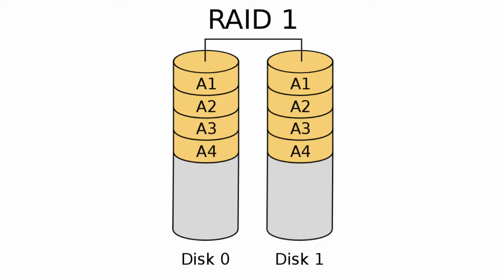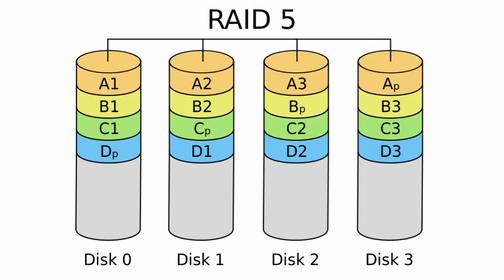RAID 1 provides data mirroring, but no striping, so the capacity is that of half of the disks. But if a disk fails, no data is lost, and the bad hard drive can be replaced and the data will be rebuilt. RAID 5 uses block-level striping with distributed parity and requires at least 3 disks. The data and the information about the data, or parity, is spread among all the disks in such a manner that a single drive failure will not result in loss of data, though the array will run in a reduced performance state until the bad drive is replaced and the array is repaired.